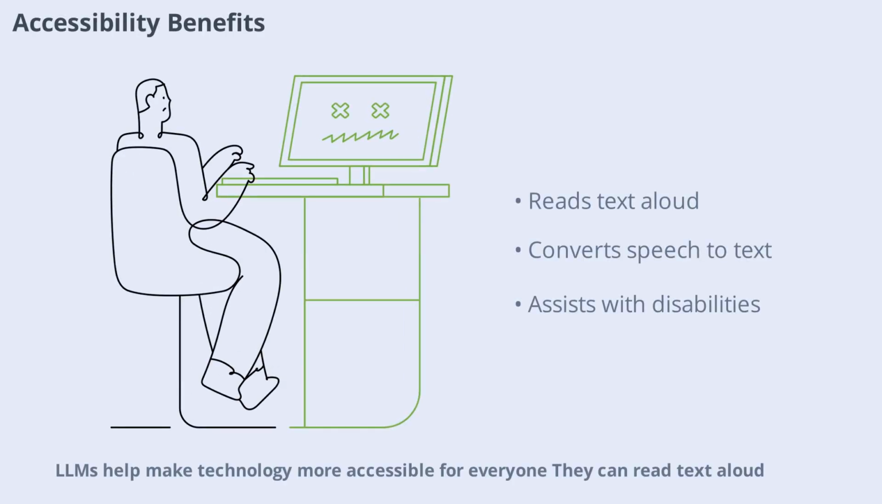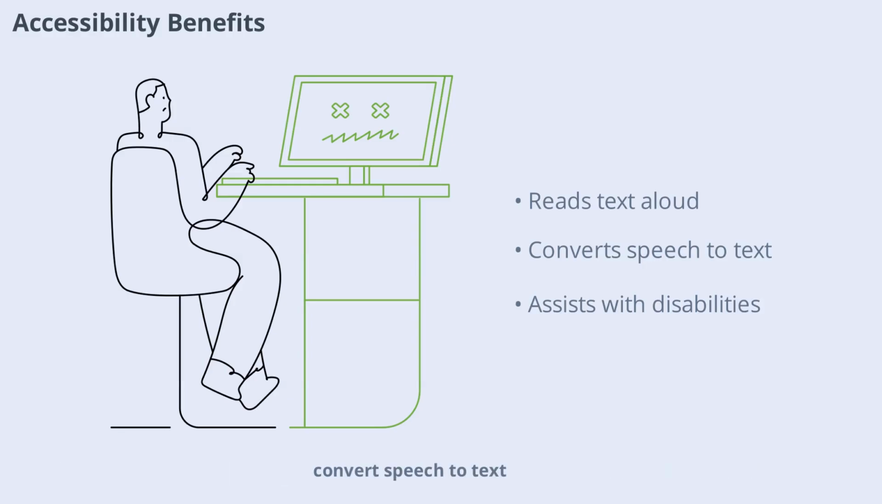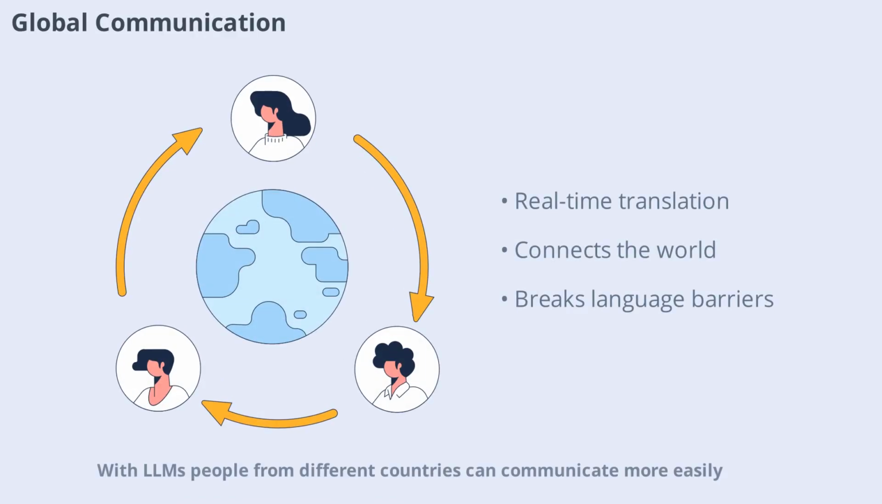LLMs help make technology more accessible for everyone. They can read text aloud, convert speech to text, and assist people with disabilities in using digital tools. This opens up new opportunities for many users. With LLMs, people from different countries can communicate more easily. Real-time translation and language support help break down barriers and connect the world in new ways.